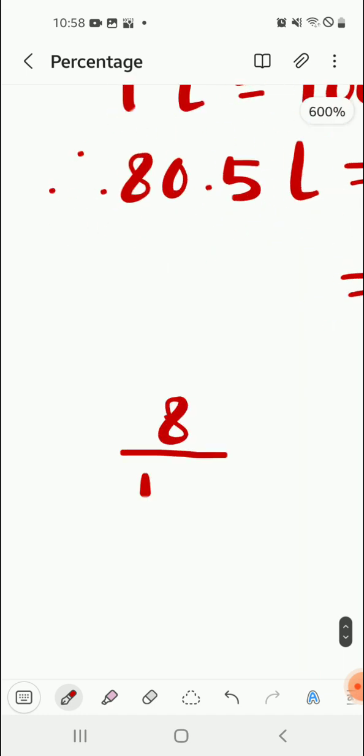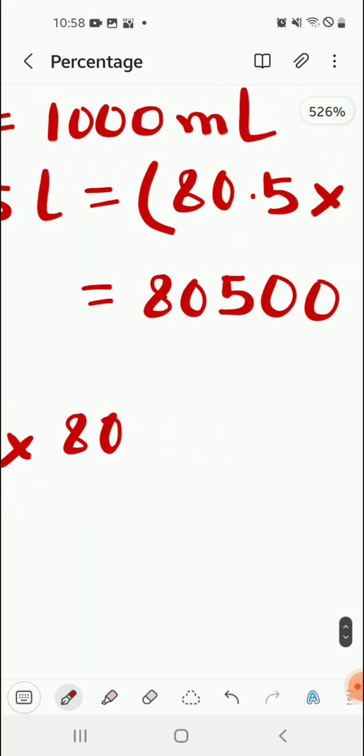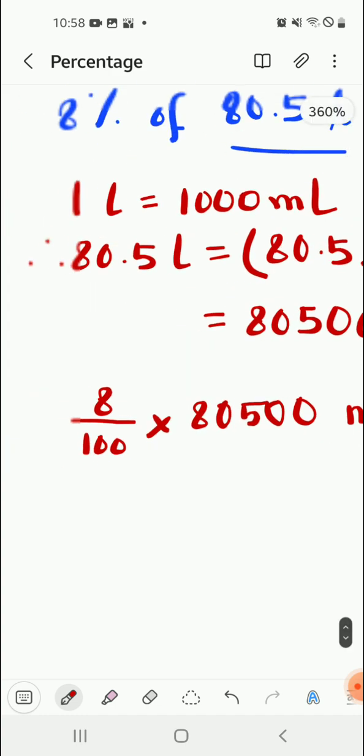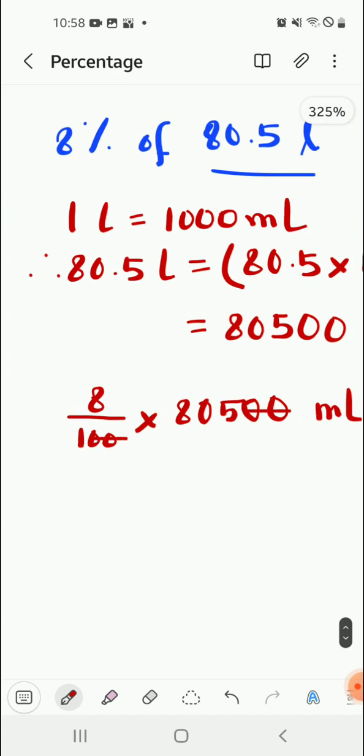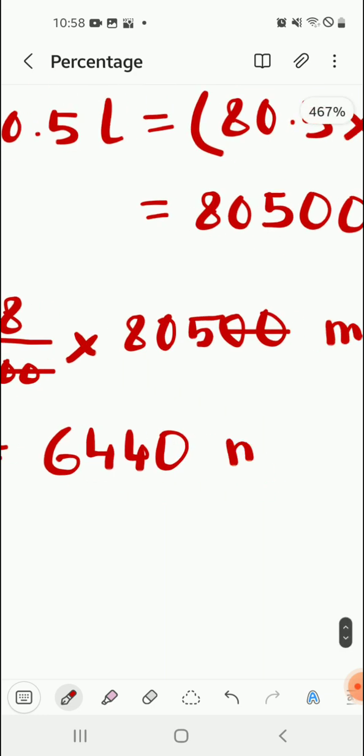So 8% is 8 by 100. Of means into, and we've got 80500, and we're going to write ml this time, not liter, because we have converted it. Cancel it out. We have got 805 into 8. If we do it, multiplying it, we will get 6440 ml.